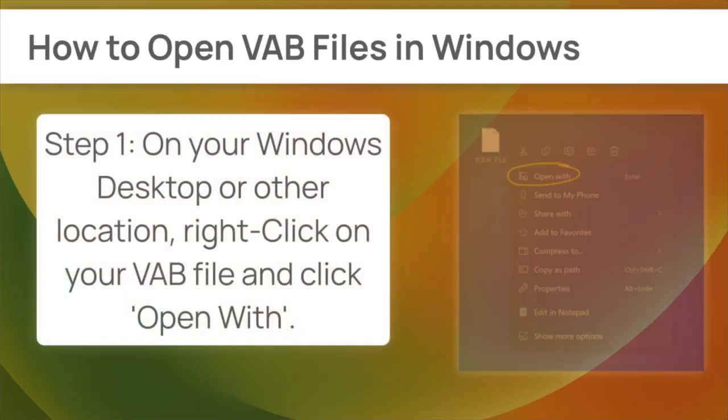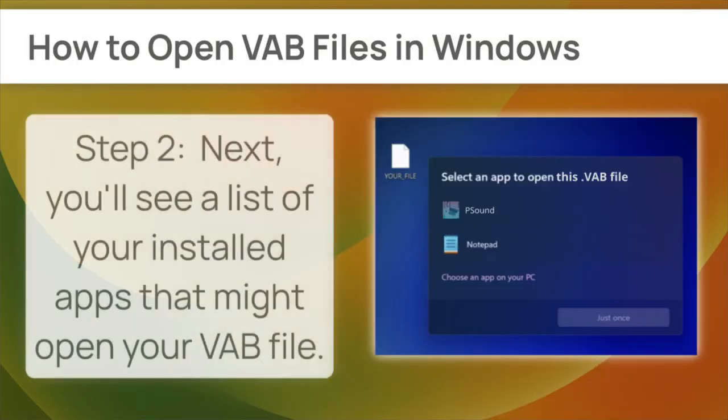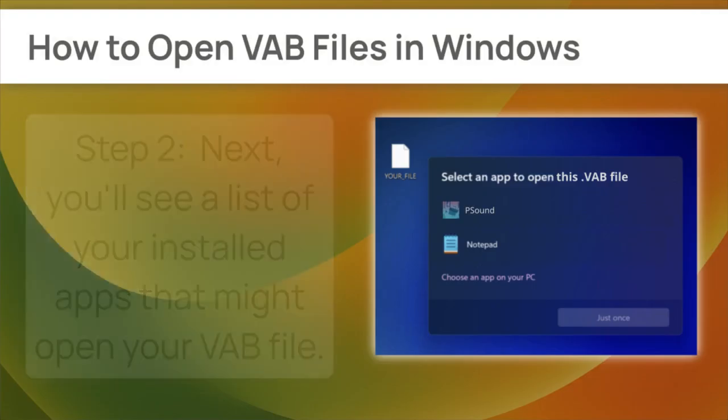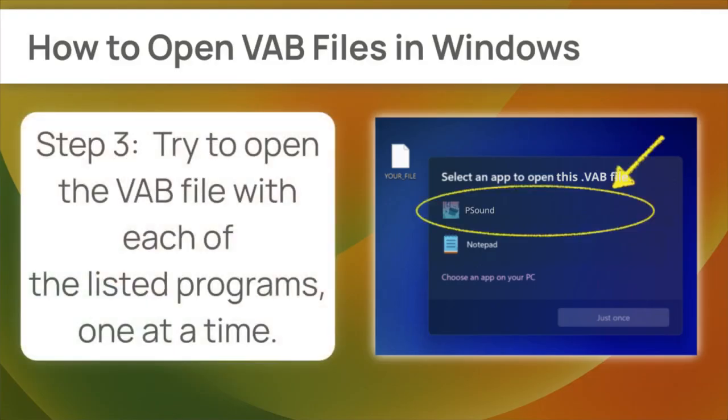We are performing a quick elimination test. Right-click the VAB file and choose Open With. If PSound is present, test it now. If not, choose another application. One of them is the key.